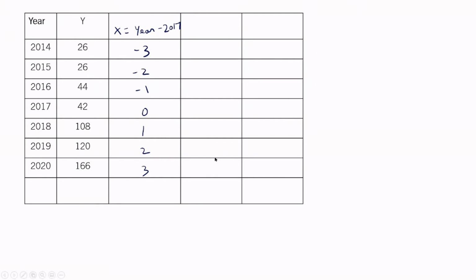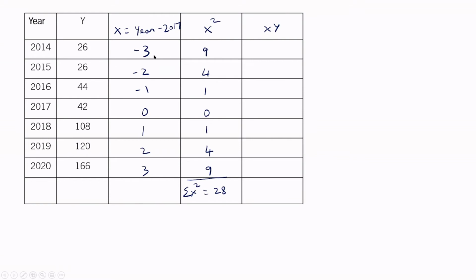The next column we have x square and then we have xy. So here we have x square and xy. So x square will be minus 3 the whole square, 9, then minus 2 the whole square, 4, minus 1 the whole square, 1, 0, 1 square, 1, 2 square, 4 and 3 square, 9. So as a result we have summation x square equal to 28. And then now we have to find xy.